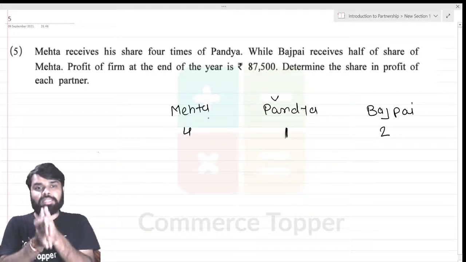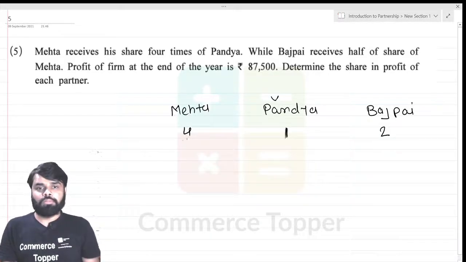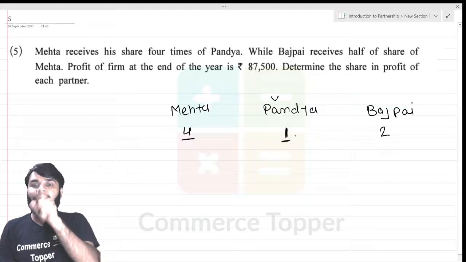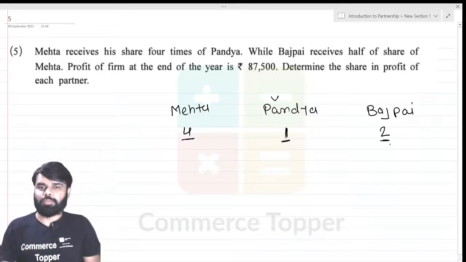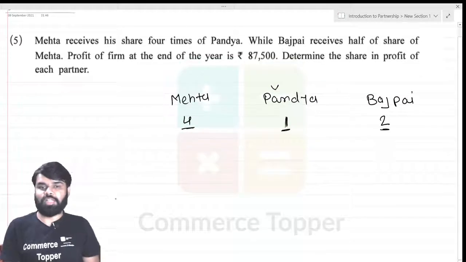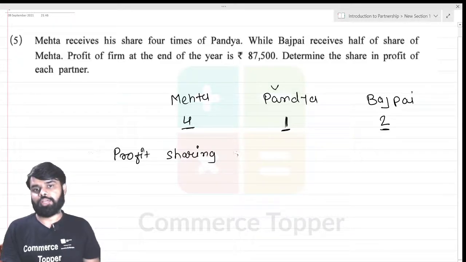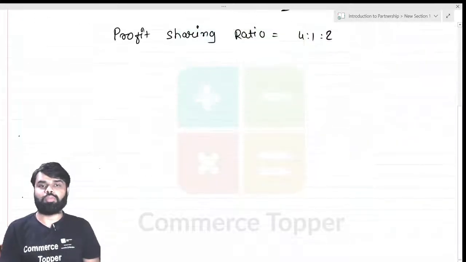So Mehta is receiving 4 times of Pandya. So let's say that Mehta is receiving 4 rupees. Now Mehta is receiving 4 times of Pandya, then how much Pandya receives? 1 rupee. And Bajpai receives half share of Mehta. So Bajpai receives 2 rupees. Now at the end of the year, profit of the firm is 87,500. What is the profit sharing ratio first of all? Profit sharing ratio is 4:1:2. Now let's move further.